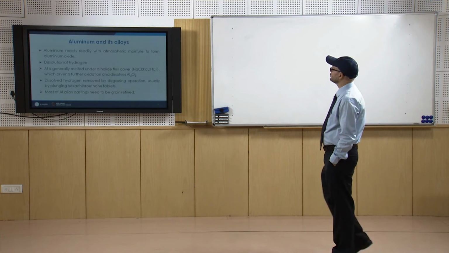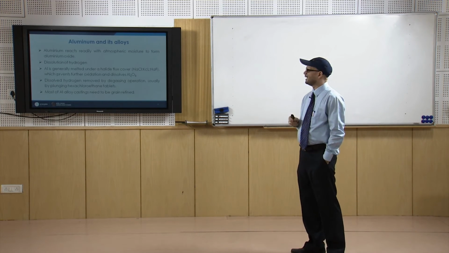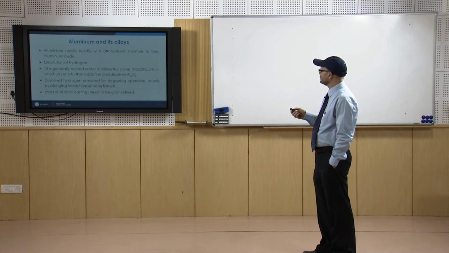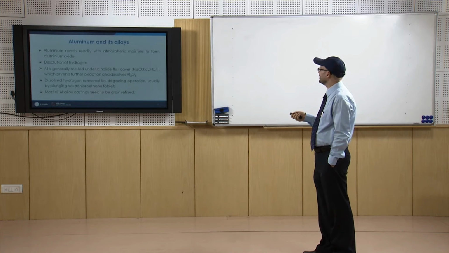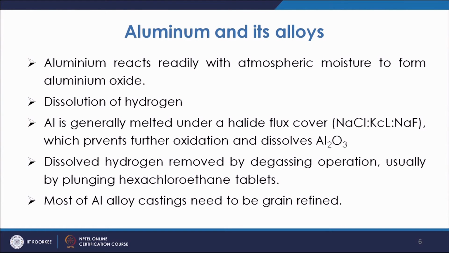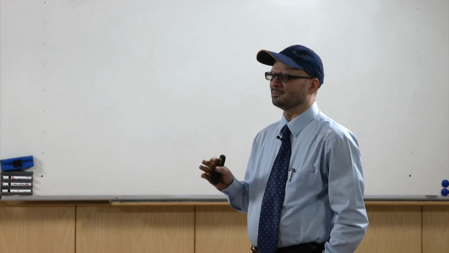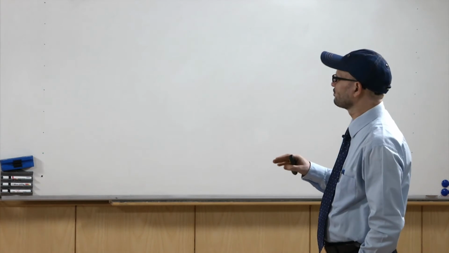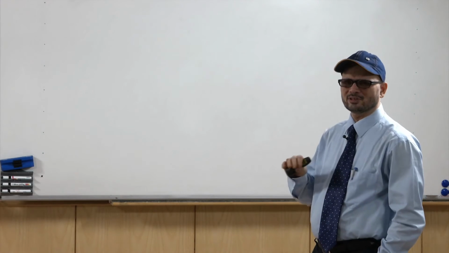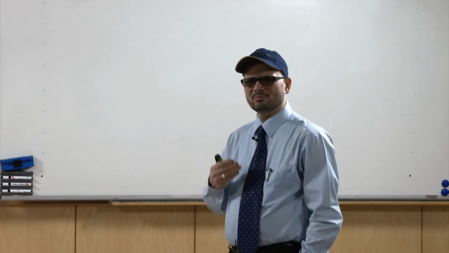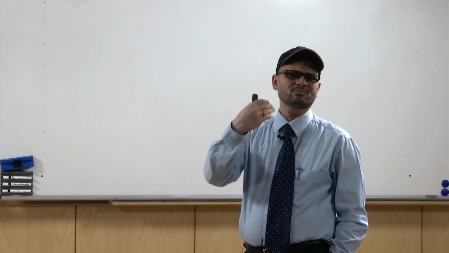Then if you come to aluminium and its alloys. Aluminium reacts very readily with atmospheric moisture to form aluminium oxide. As we know, aluminium oxide and aluminium have very equivalent densities. So, it is very difficult to even separate them out, and they very readily form these oxides.